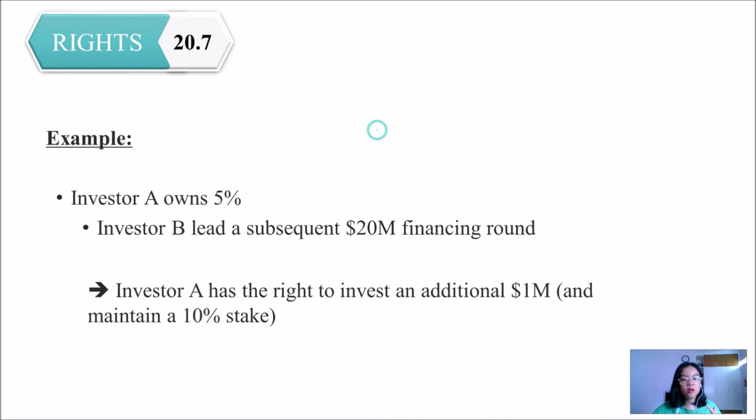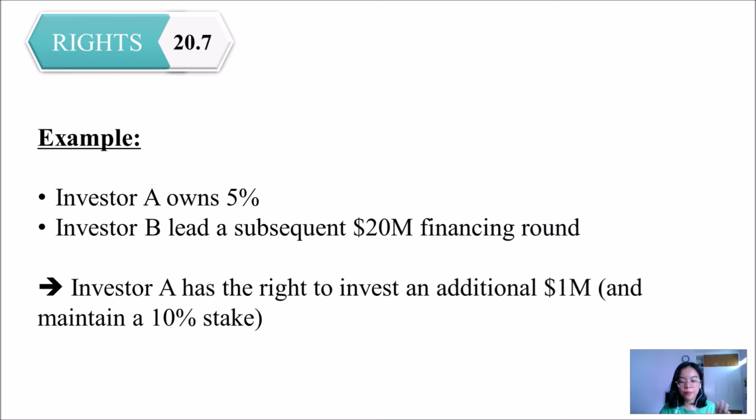So let's look at this example of a preemptive right. We have a company ABC. In this company, investor A owns 5% of the company. Moreover, the company is approached by investor B to lead a subsequent $20 million financing round. So thanks to the preemptive right, investor A has the right to invest an additional $1 million in the company.